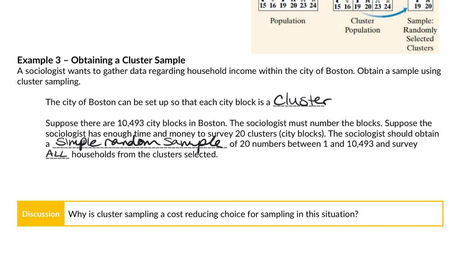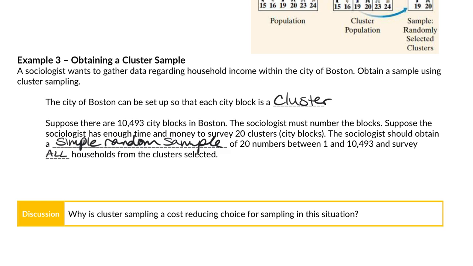You don't technically need an entire frame because you don't necessarily know how many people live in each block. You're just saying this whole block, that whole block, this whole block. So you don't need to know the whole population, which allows us to use this type of sampling in a lot more situations when we don't know the entire population and we can't fit them into strata. We put them in clusters, which is pretty cool, and survey the whole cluster.